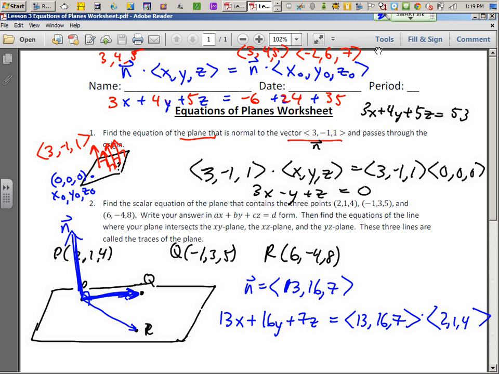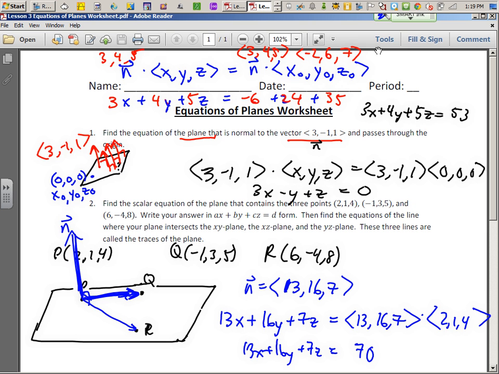And you're doing a dot product. So this gives you 26 plus 16 plus 28, which comes out to 70. And this is the answer. Okay, so that's the equation of our plane.